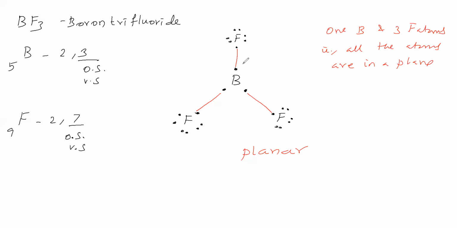And what is the angle formed here? If you see, here the angle is 120 degrees. Here also 120 degrees. Here also 120 degrees. Therefore, we call this molecule trigonal planar. 120 degrees is the bond angle. Okay, so we have said about this BF3.